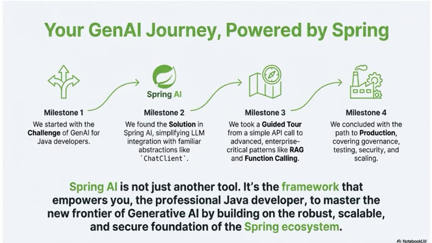This has been a complete journey. We went from the basic constraint of the context window to solving it with RAG, enhancing interactions with Chain of Thought and ReAct, automating actions with function calling, and finally, governing it all with the relevancy evaluator to get to production.